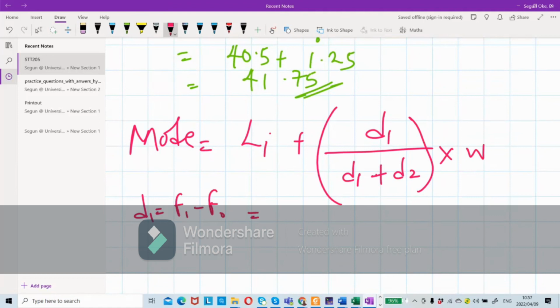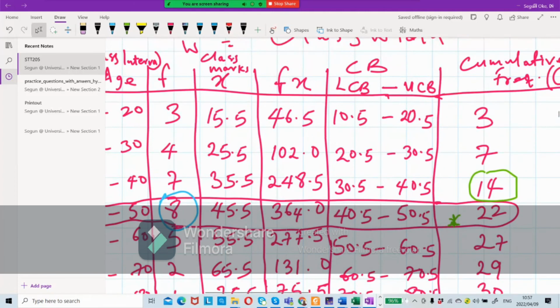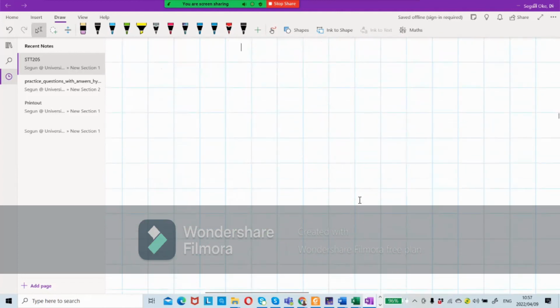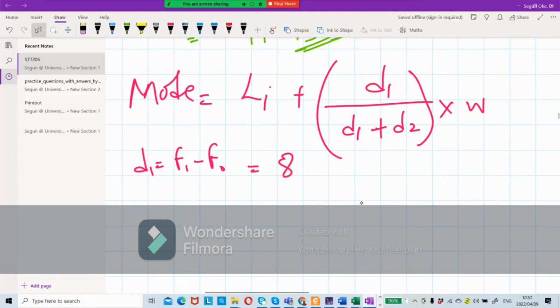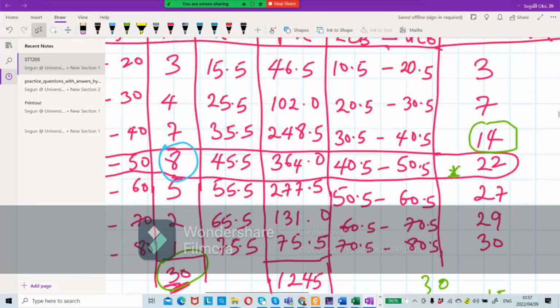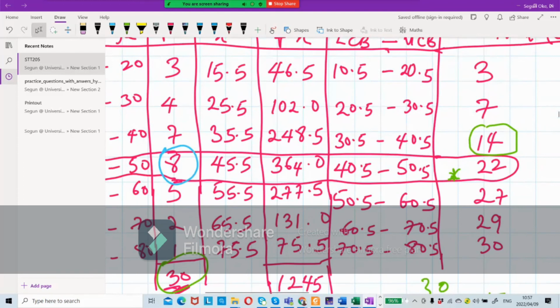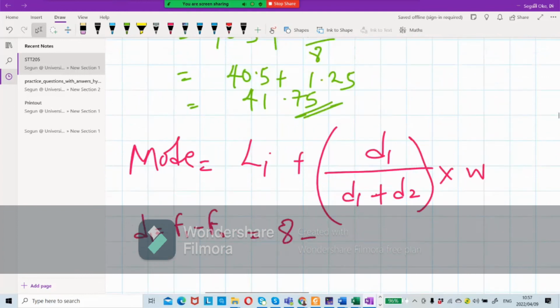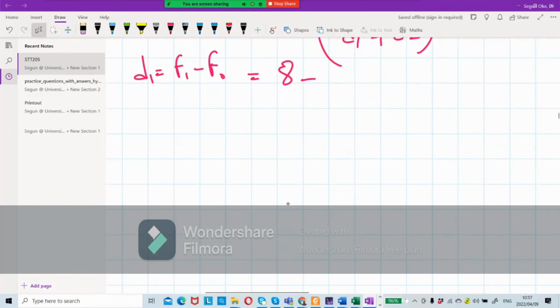So let's check our table. What is the frequency of the modal class? 8. 8 minus F naught. What is F naught? 7. What is the definition of F naught? The frequency of the class before the modal class. It is 7. So D1 equals 1.